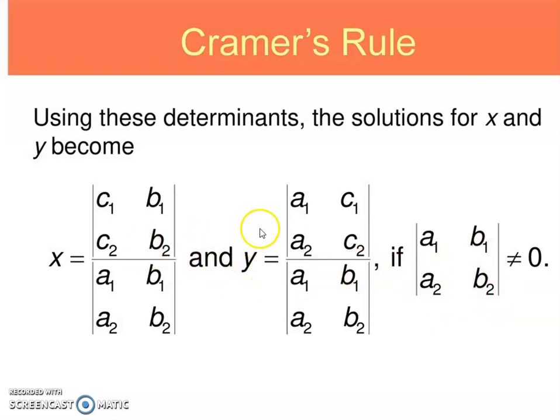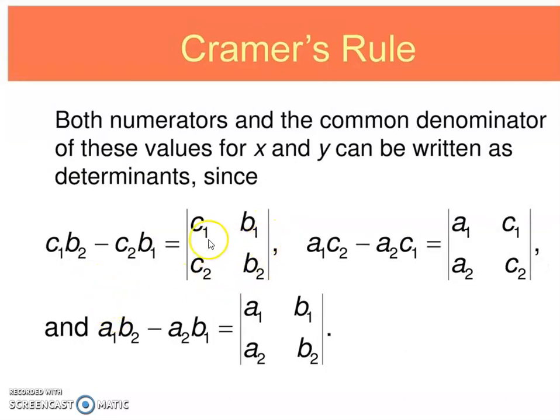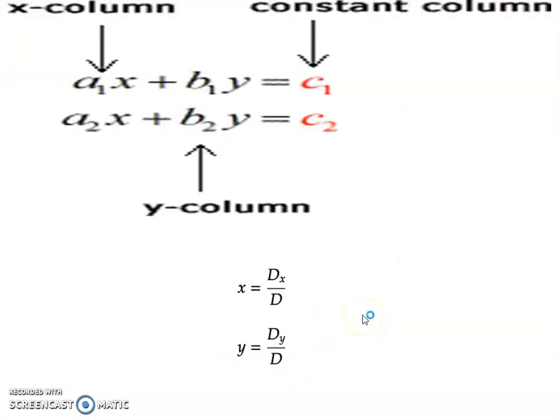To solve the numerator and denominator, we take the cross multiplication. For c1 b1 c2 b2, that is c1 into b2 minus c2 into b1. For a1 c1 a2 c2, it is a1 c2 minus a2 c1. For a1 b1 a2 b2, we take the cross multiplication a1 into b2 minus b1 into a2. Always remember that x is equal to dx upon d, y is equal to dy by d, and our system is in this pattern.